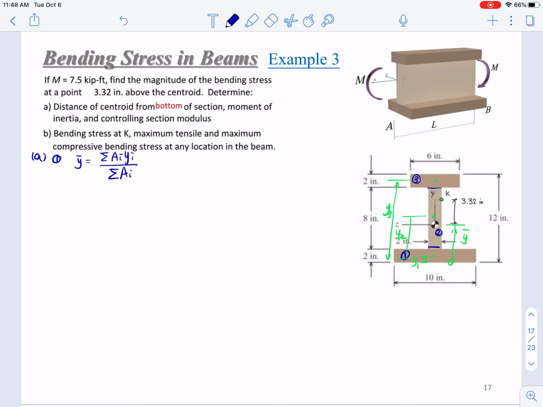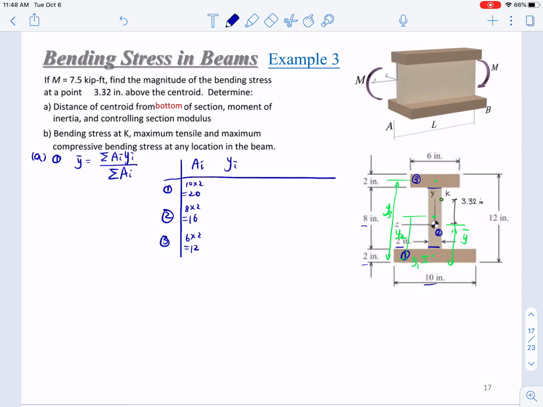Here, in our first table, you have area 1, area 2, area 3. A1 would be 10 times 2, that will be 20. A2 will be 2 inch here times 8, just 8 times 2, that is 16. A3 will be 6 times 2, 12.